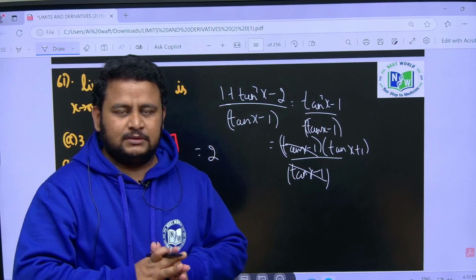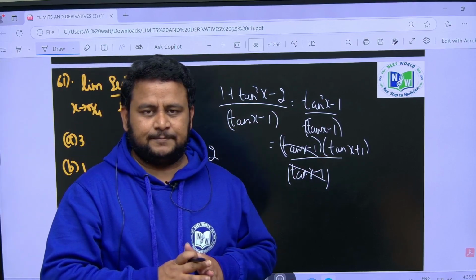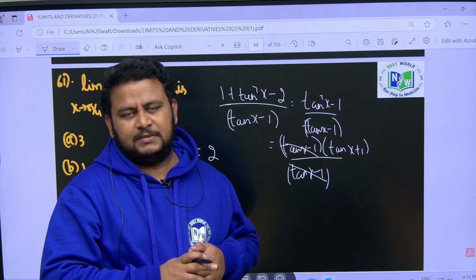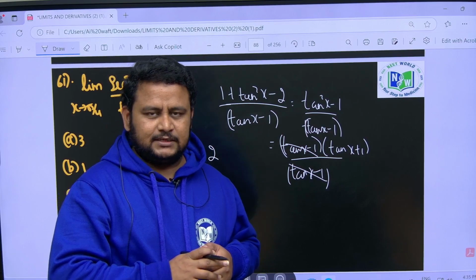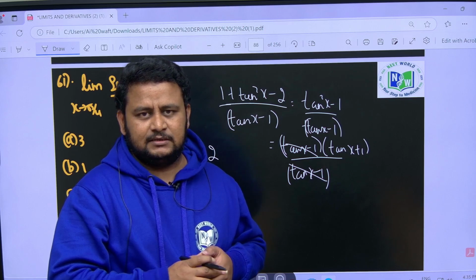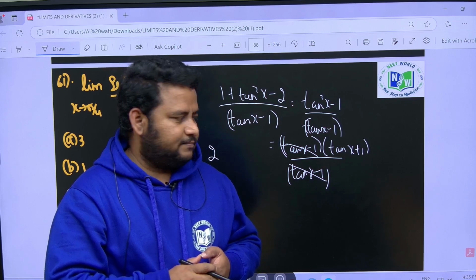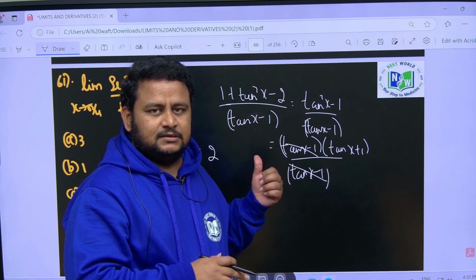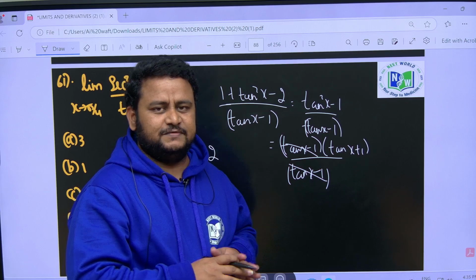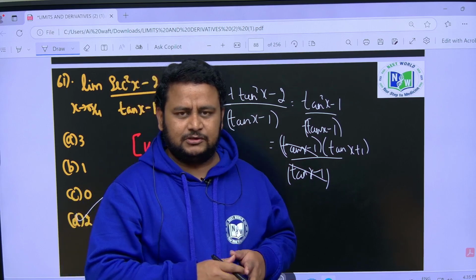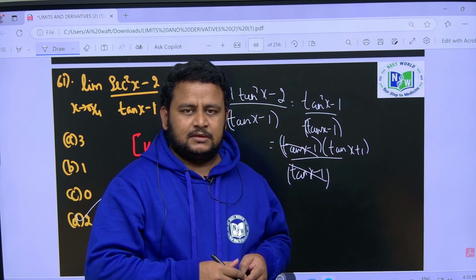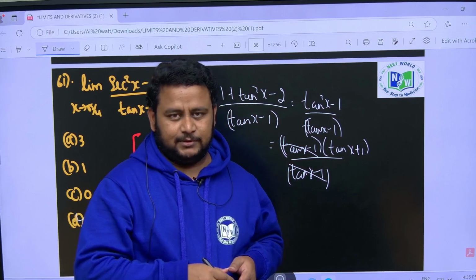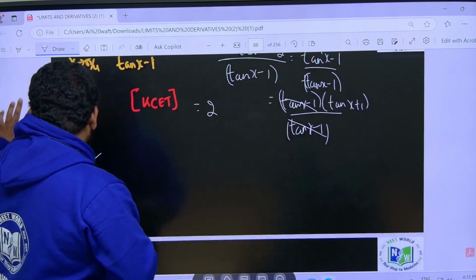I hope things are getting clear. See, KSET questions are much simpler when compared to TS or AP entrance. But you need the concepts, whether it is KSET, MSET or JEE, concepts should be very clear. That's why I am repeatedly telling you, please revise the concepts, then practice. Only practice won't help you. Now let's move to the next question.